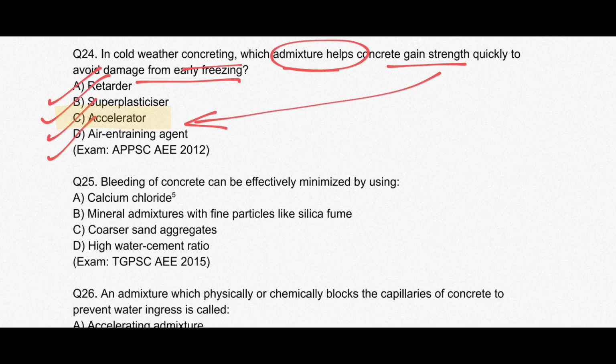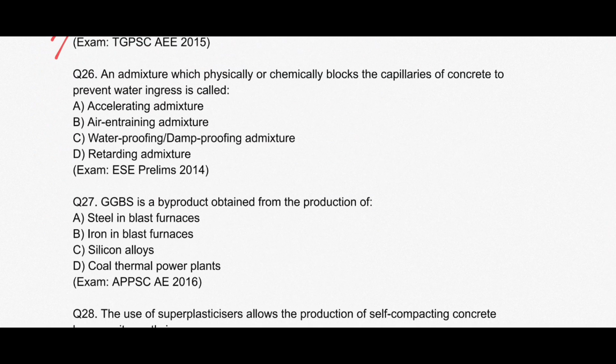Okay. 25th question. Bleeding of concrete can be effectively minimized by using: option A, calcium chloride; option B, mineral admixtures with fine particles like silica fume; option C, coarser sand aggregates; and option D is high water cement ratio. So the answer is option B, mineral admixtures with fine particles like silica fume. By adding pozzolanic materials, those admixtures, we can reduce the bleeding and also even reduce the segregation. Okay, option B is the correct answer.